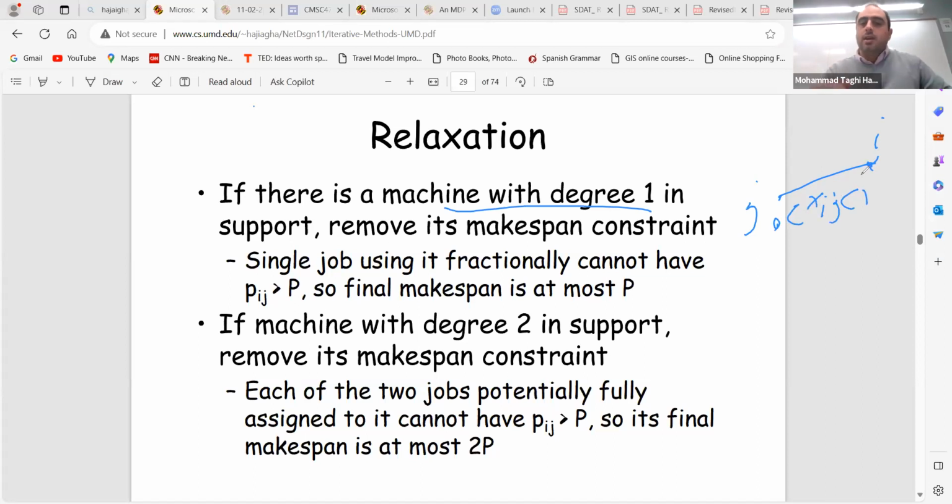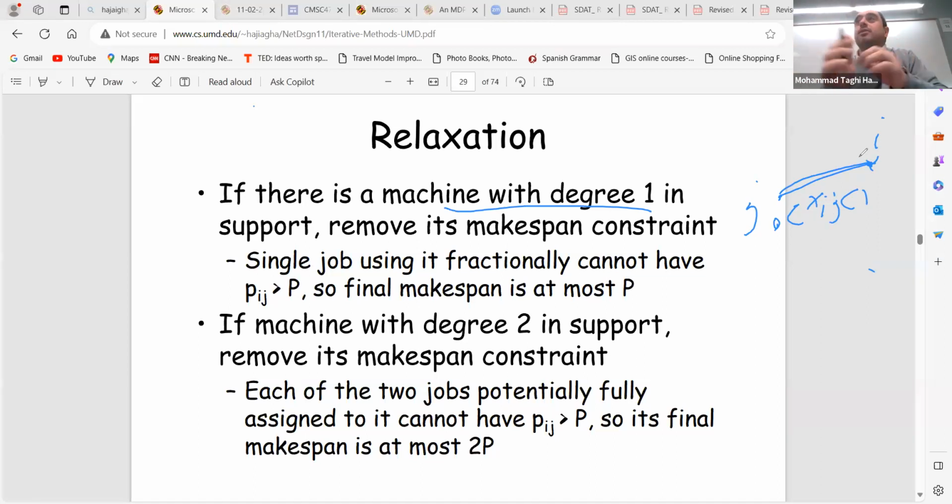Why? Because this is a single job. Here I know that its x_ij is less than 1. But I know that if this job is fully assigned to this machine, the p_ij is less than the processing time P by definition, because otherwise I removed it. So in some sense, this job may be partially assigned to other machines, but I can assign it completely to this machine.